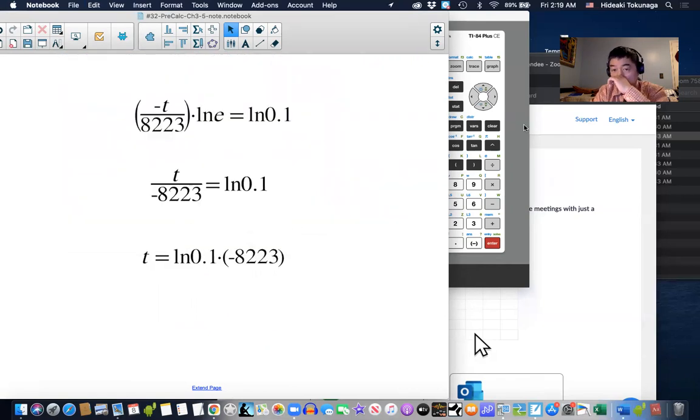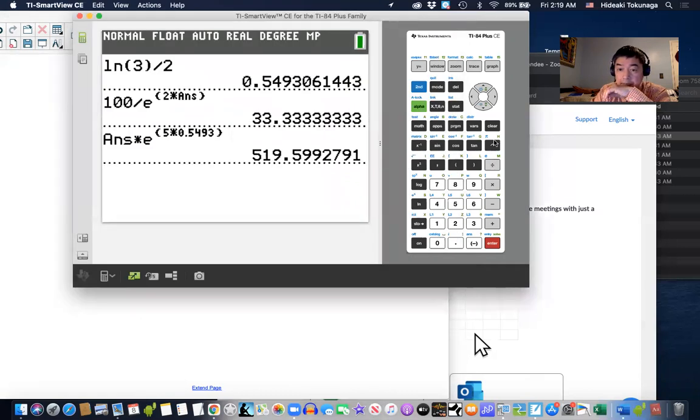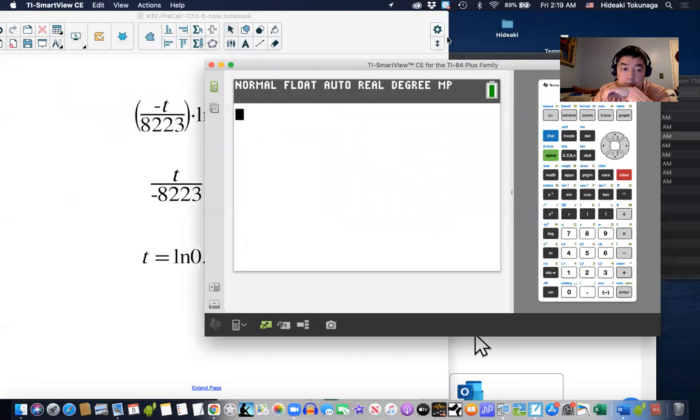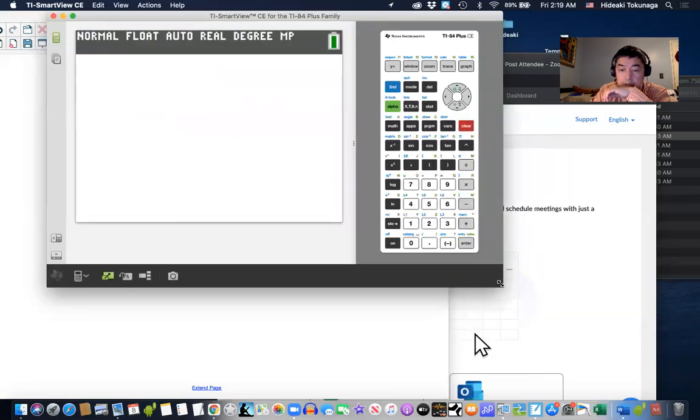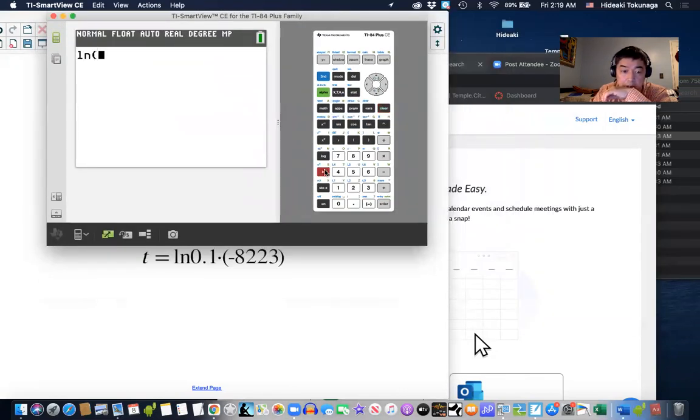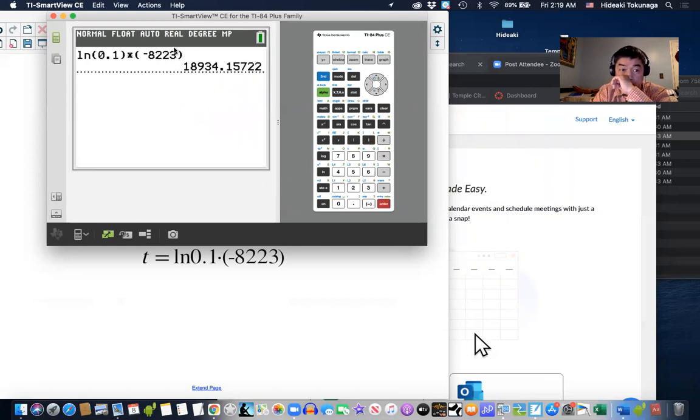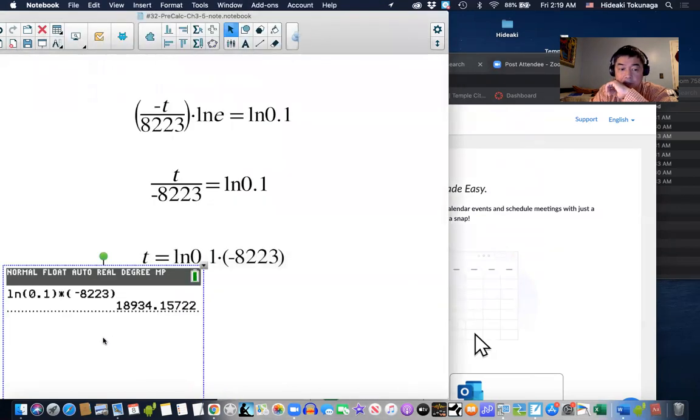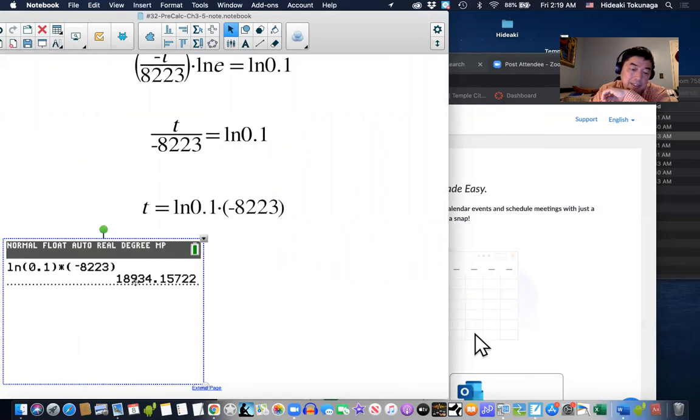Okay, let's see. So I will clean up here. Natural log of 0.1, close, multiply by negative 8,223. Okay, I got this information. It's 18,934 years.